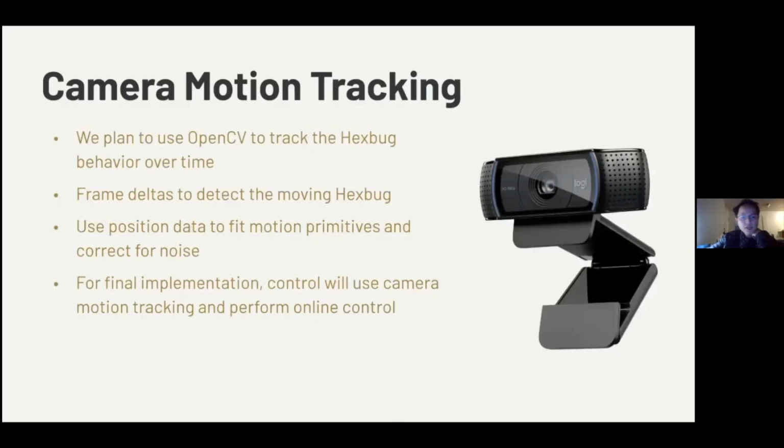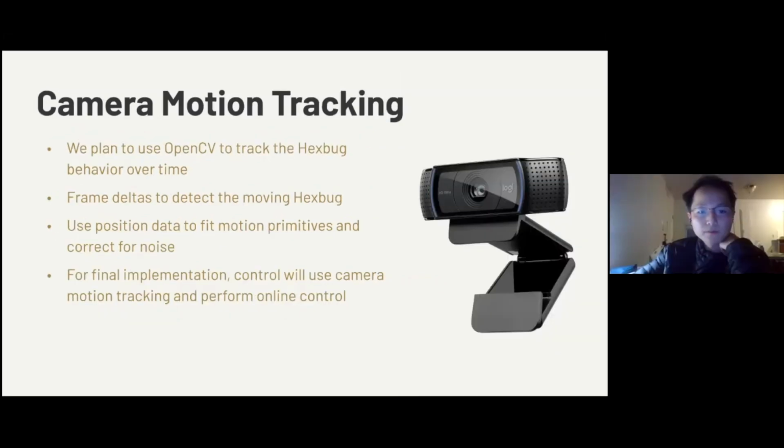For our camera motion tracking, we plan to use OpenCV to track hexbug behavior over time and perform online control. We will probably use frame deltas to detect the moving hexbug, and use position data to fit motion primitives and correct for noise. And for the final implementation, control will use online motion tracking and perform online control and use these position data as a feedback term.